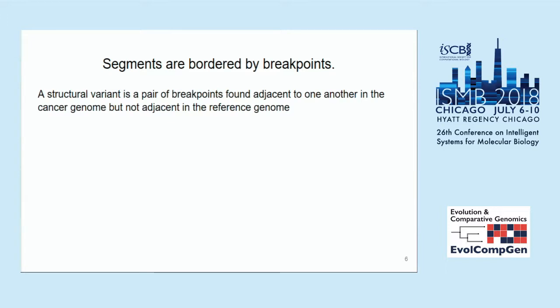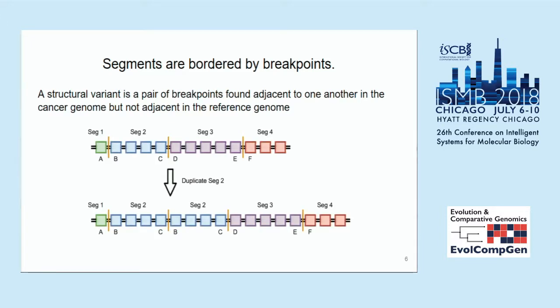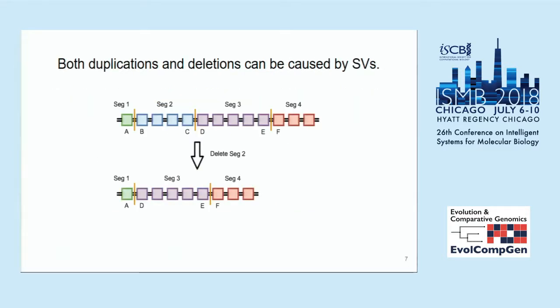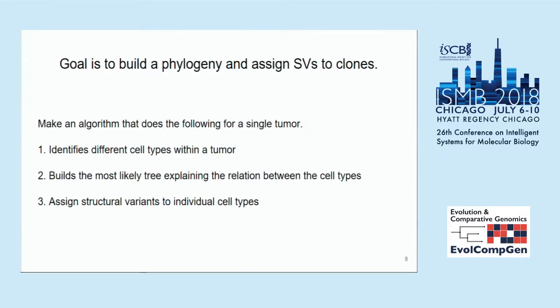If segment 2 is tandemly duplicated, then the nucleotides originally at positions B and C are now adjacent to one another. So we say nucleotides C and B are a mated pair of breakpoints. Similarly, if you have a deletion of segment 2, now nucleotides A and D are adjacent to one another. Now that I've defined what I mean by a structural variant, I'll give you the goals of this research.